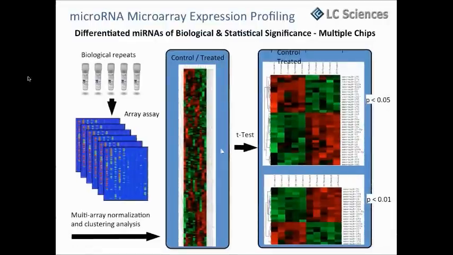So this typically looks like something like this. You run an experiment with a couple of biological repeats, and run the array.